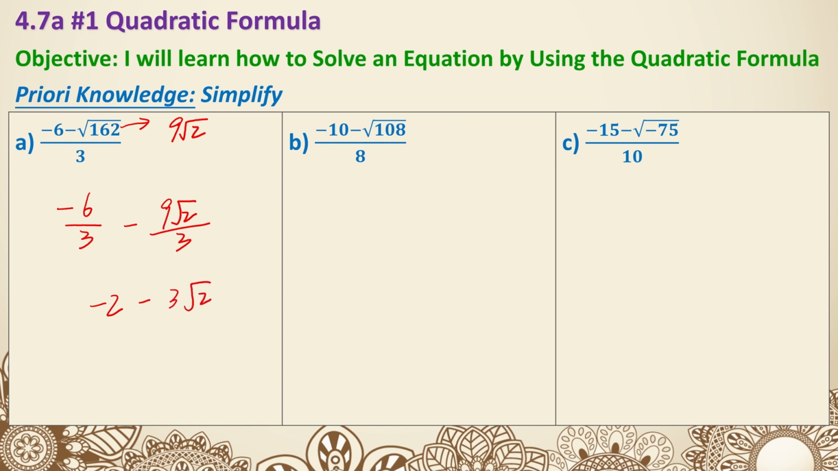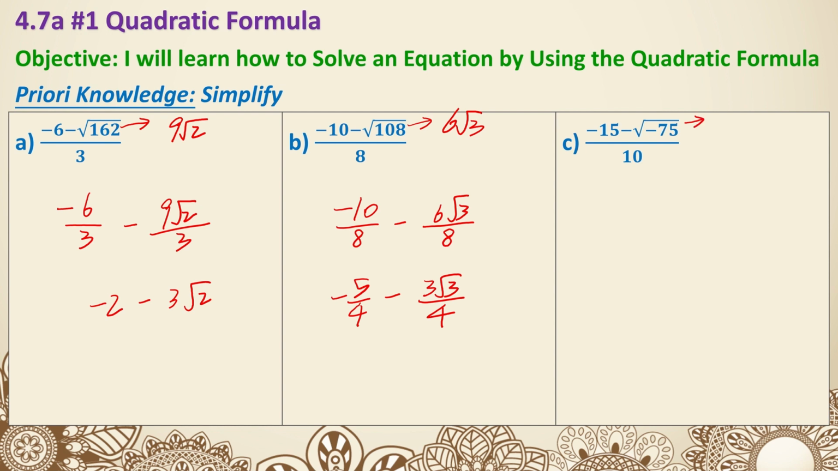Question B. First, let's simplify the radical, and that is going to become 6 square root of 3. -10 over 8 minus 6 square root of 3 over 8. -10 over 8 is -5 over 4, and -6 over 8 is -3 square root of 3 over 4.